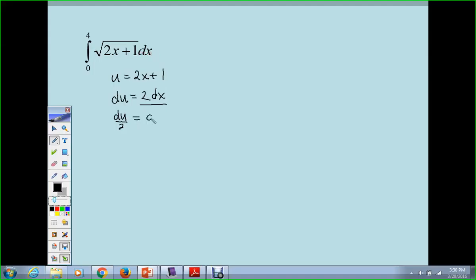So we divide that across. So our integral at this point would look like the square root of u, and then we'd have du over 2. And everything is replaced now in terms of u. Now I'm not going to write the upper and lower limits of integration here, because if I go from 0 to 4, that's in terms of x, but here I'm in terms of u. So I do not write the upper and lower limits of integration until I get this back into terms of x.